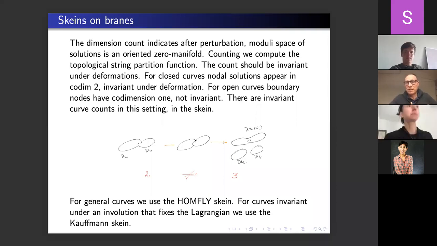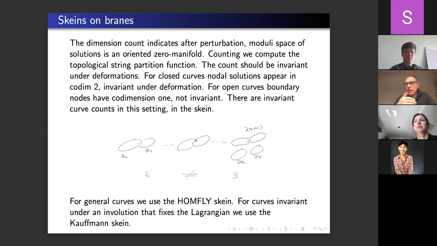From the math point of view, this dimension count means that we should be able to count these curves, though one should not be too naive about it. The moduli space is some kind of oriented 0 manifold, but maybe it's not a manifold, but rather an orbifold. So the count is maybe more rational numbers rather than integers.